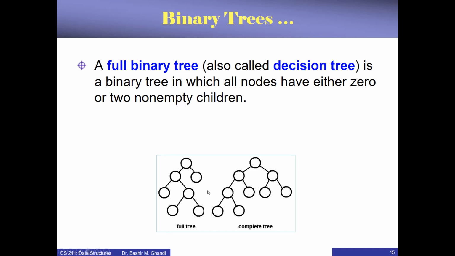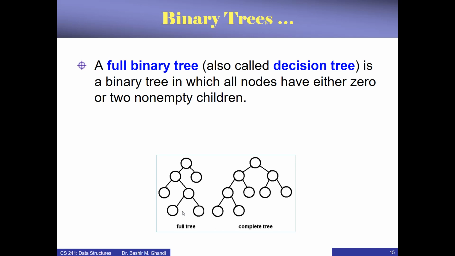So the example you are seeing here on the left is an example of a full tree. The root node, for example, has 2 children. This one also has 2 children. Each node is either having 2 children or it is a leaf. Leaf means it doesn't have children. So if you have this, it is called a full tree.